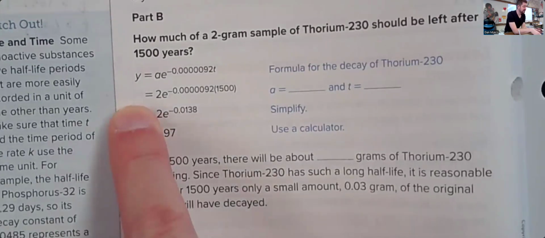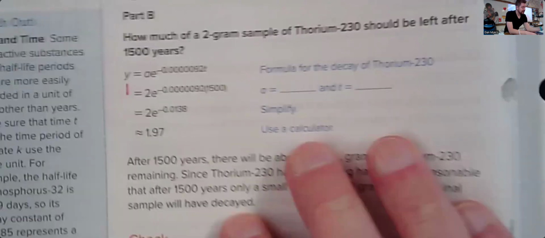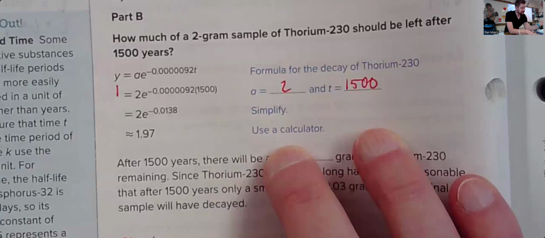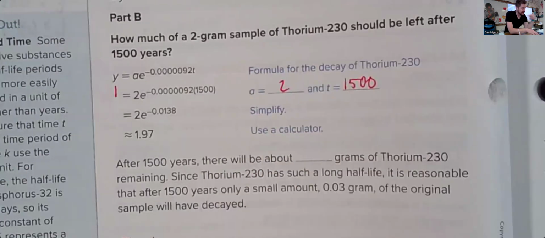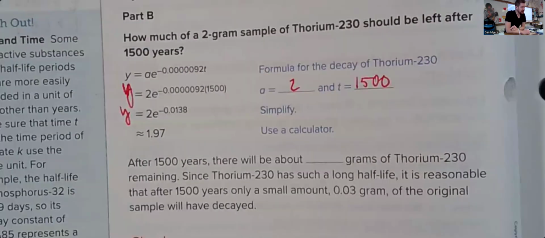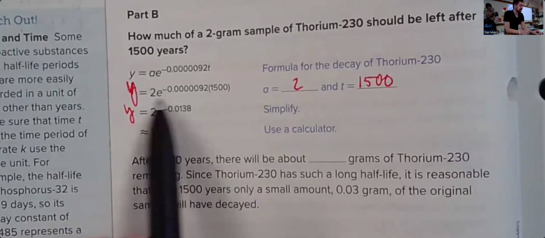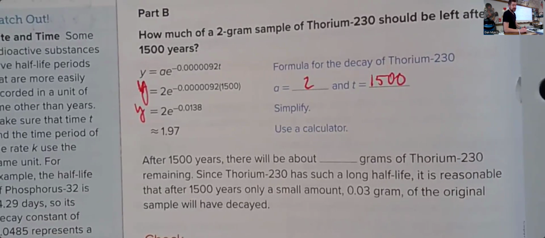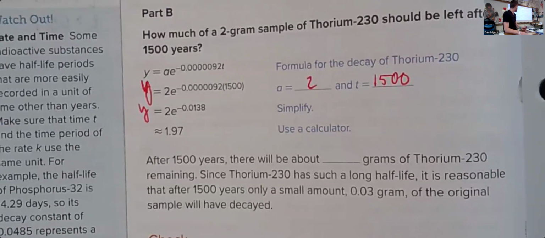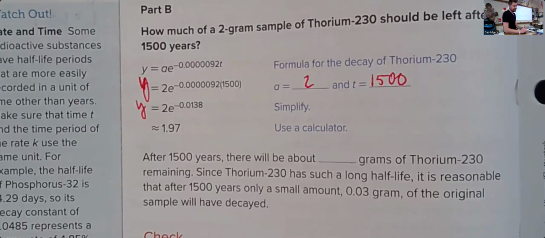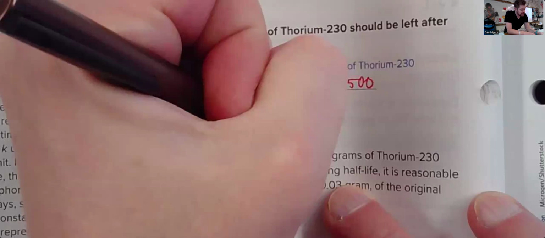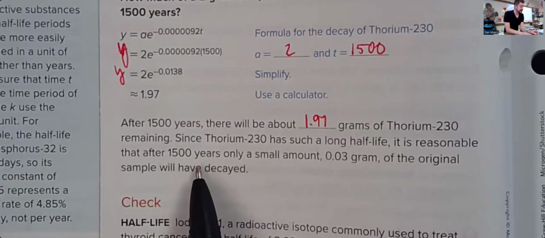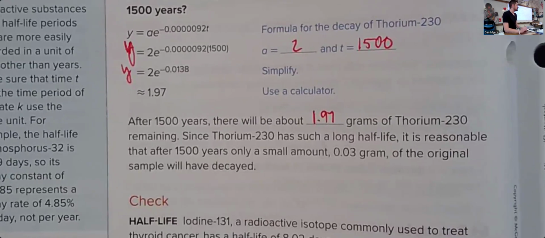Over here, though, by the way, that's the half amount here, so that's going to be 1. A equals 2. T equals 1,500. Actually, no, this is going to be Y. That's not going to be 1. That'll be Y equals. Because we have a value of T, we have everything here, so there's no natural logarithms involved at all. Just plug in for T and solve. That's it. So after 1,500 years, there's still 1.97 grams out of the original 2 grams because it's decaying very slowly. There'd be about 1.97 grams remaining. Since it has such a long half-life, it's reasonable that after 1,500 years, only a small amount would have decayed. Yeah, that makes perfect sense.